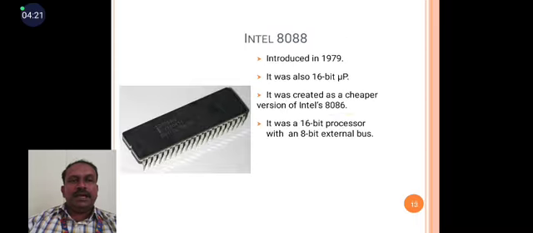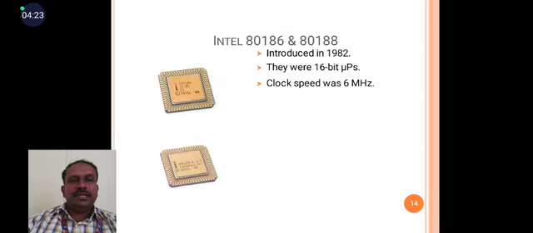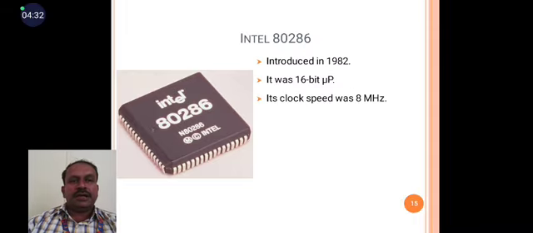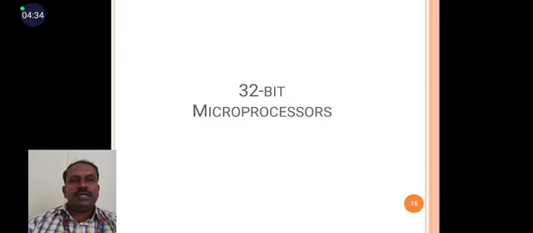Then next is the 8088. Another version is the Intel 80186. It was introduced in 1982 as a 16-bit processor. The clock speed was 6 MHz. Then the Intel 80286. Then we move on to the 32-bit microprocessor.